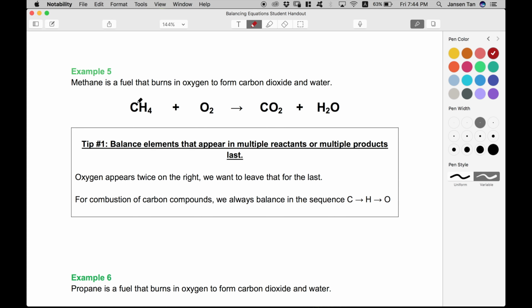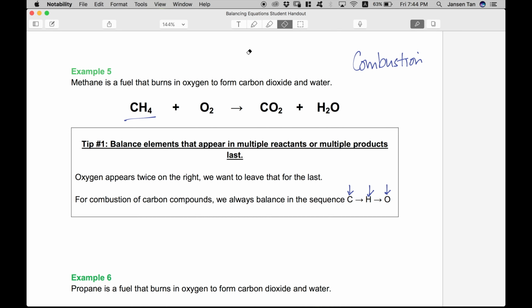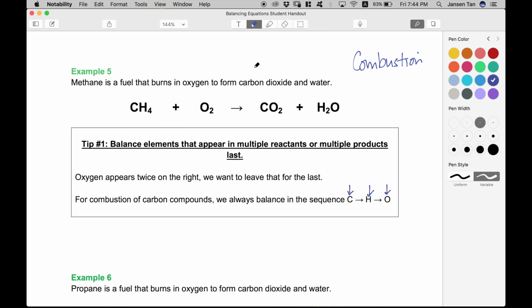Also, you will notice that this plus oxygen gives carbon dioxide plus water. This is a type of reaction known as combustion. Okay, you would recall learning this before in the chapter on chemical changes. So for combustion of hydrocarbons, that means they contain carbon and hydrogen, we always balance in the following sequence. Balance carbon first, then balance hydrogen, then balance oxygen. Okay, this rule or tip applies to all kinds of combustion of hydrocarbons.